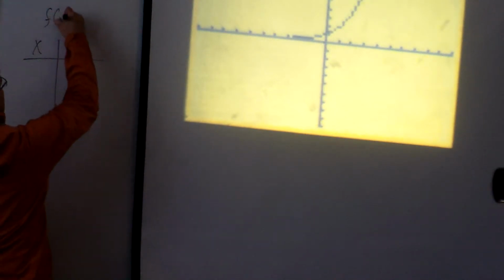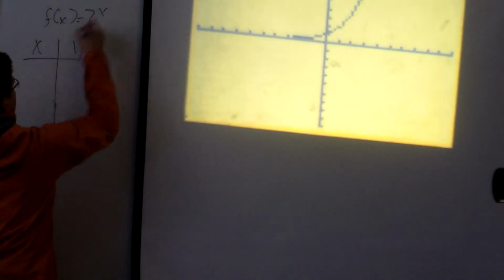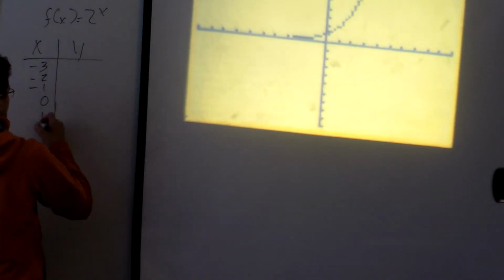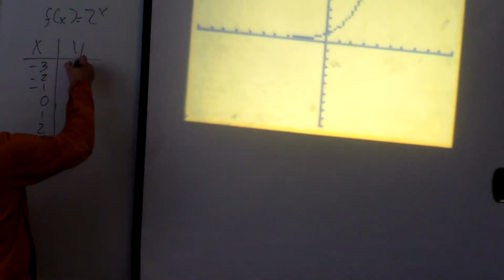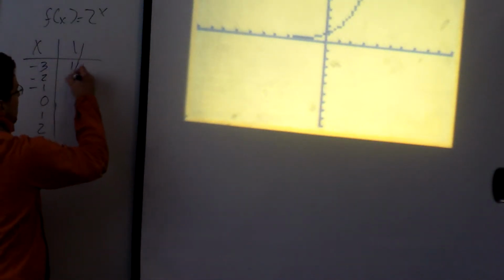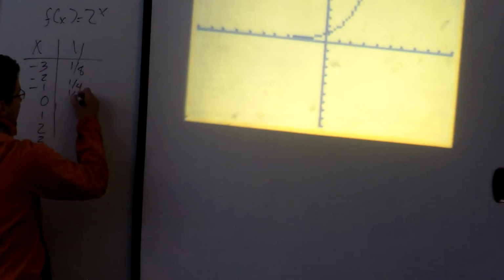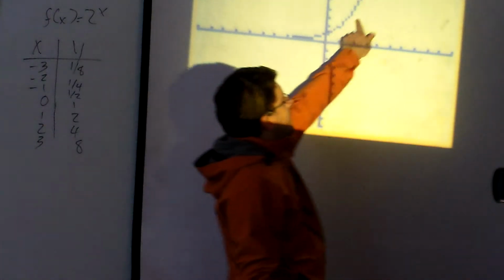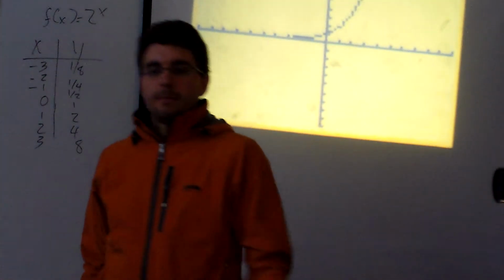Remember, we're looking at 2 to the x. So if I want to go -3, -2, -1, 0, 1, 2, 3, we plug that into our function. So 2 to the -3 is 1/8, then 1/4, 1/2, 1, 2, 4, 8. You plot these points, you come up with this. Okay? Who does not understand how to plot points? I'm totally being serious at this point.